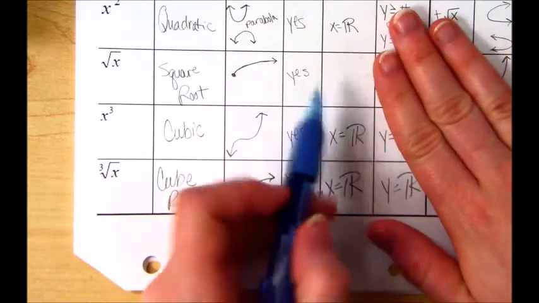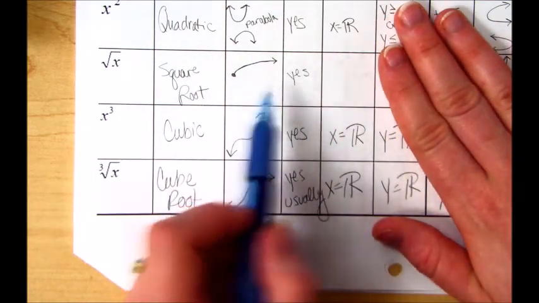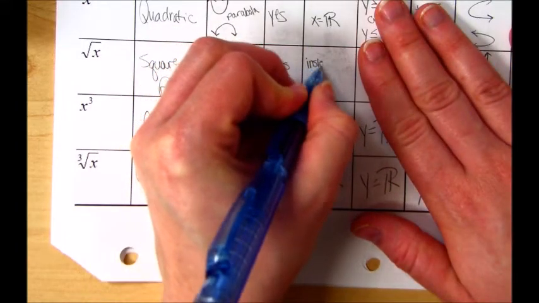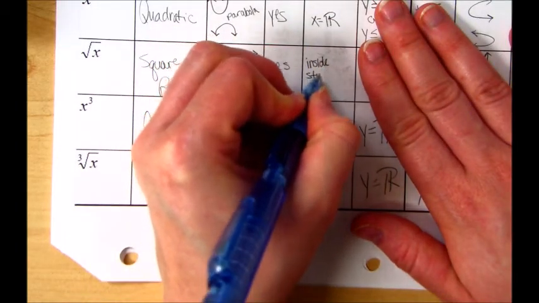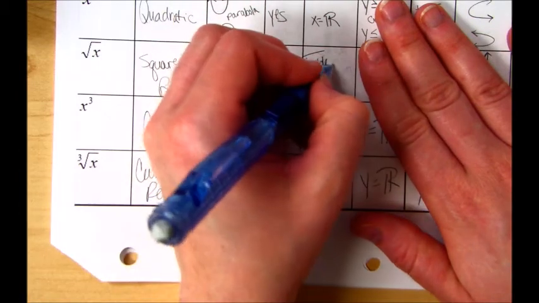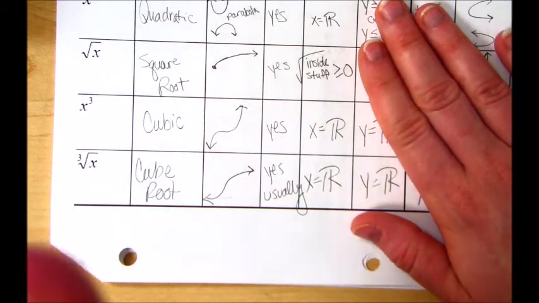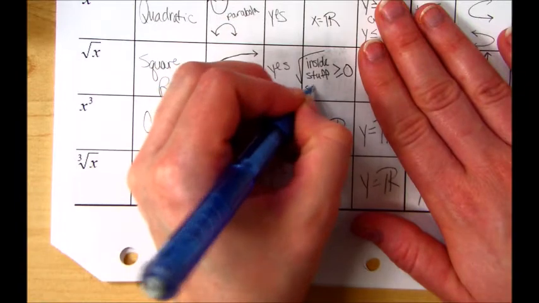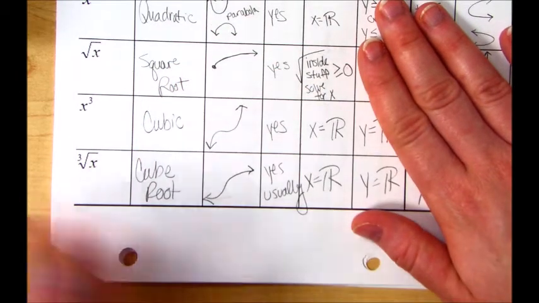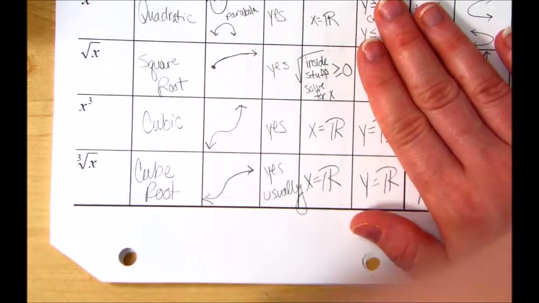I have to redo the domain for the square root because I said it wrong the first time. So the domain of a square root, what you do is you take the inside stuff, whatever's inside your square root, and you set that stuff greater than or equal to 0. And then you have to solve for x. We're going to do this in the notes, so if that doesn't make sense, we'll definitely do it in the notes, I promise.